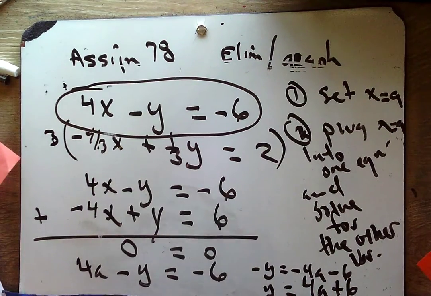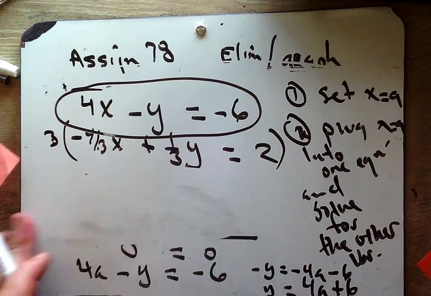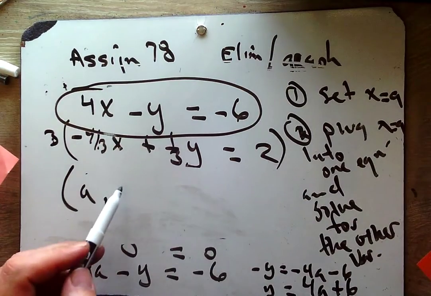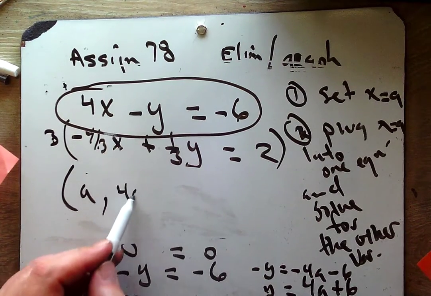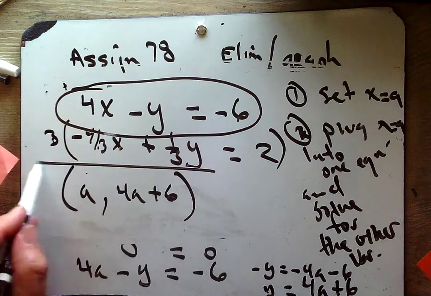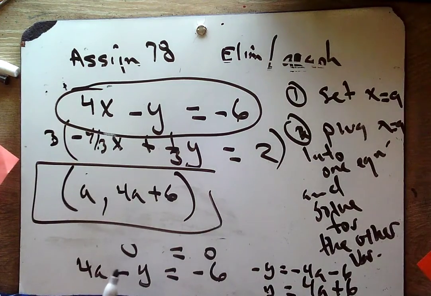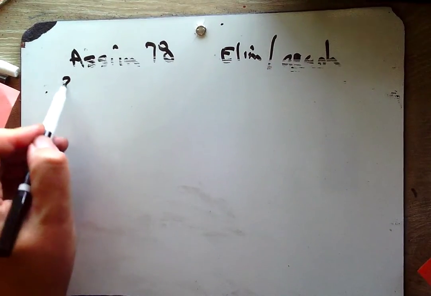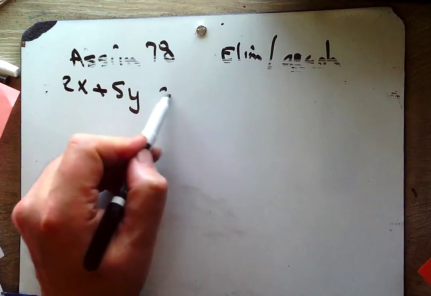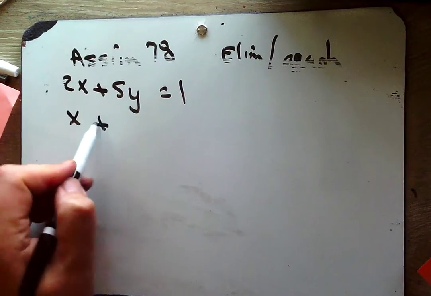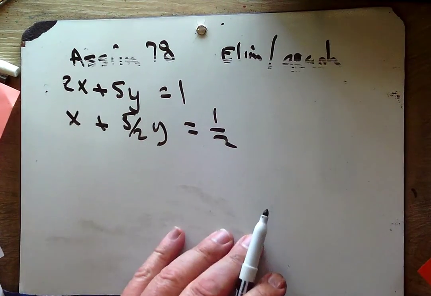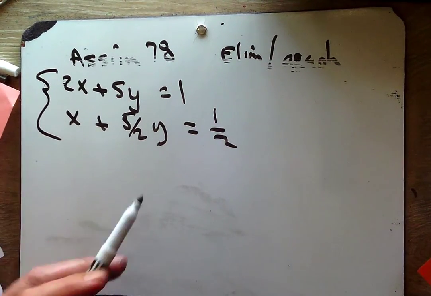And so my parametric solution then is going to be a, because that's what x is. X equals a. And my y value is 4a plus 6. And that's my parametric solution. I think you should do another one of those, don't you? So 2x plus 5y equals 1, and x plus 5 halves y equals 1/2. Please solve that system.